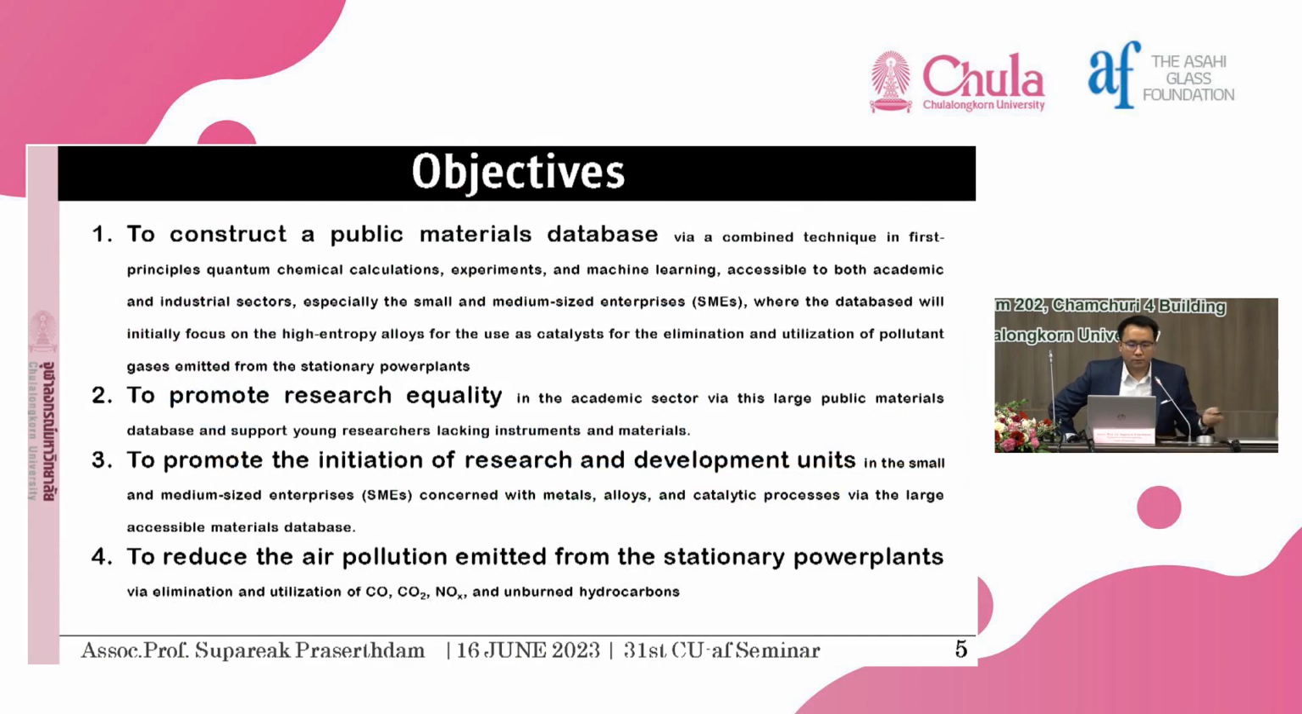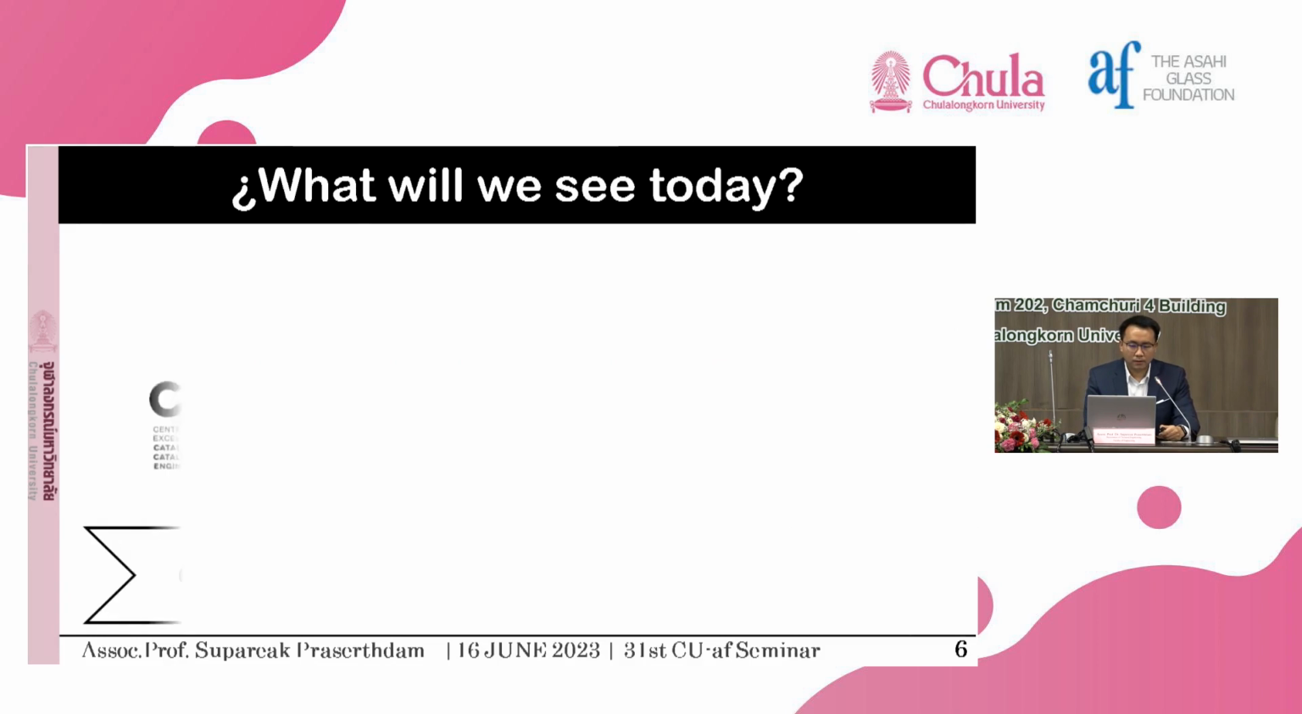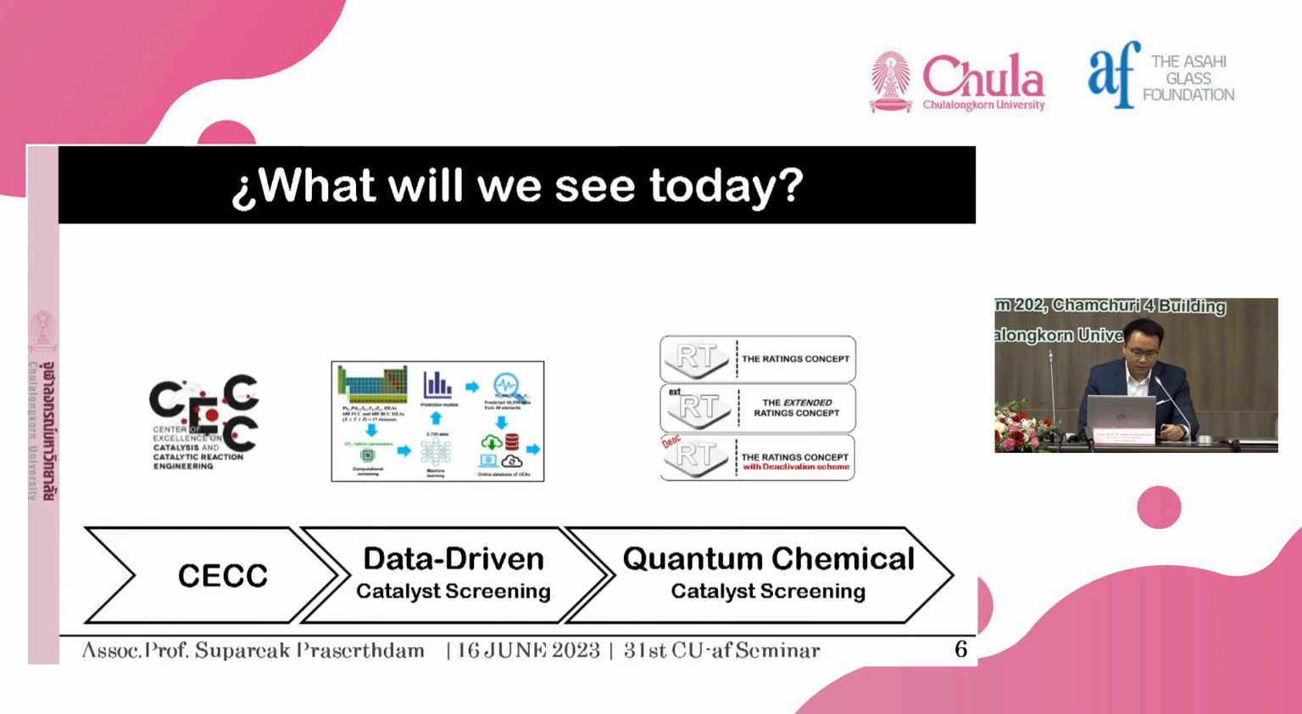Okay, so these are the four objectives. The most important one that I would like to emphasize is the second one, to promote research equality. It means that we provide the free materials database so that anyone can use it to start research in materials. Okay, so the talk will be divided into three parts. First, I will talk a little bit about the center in which I am. Next, I will explain how we use the data-driven approach, and the last part is the quantum chemical catalyst screening.